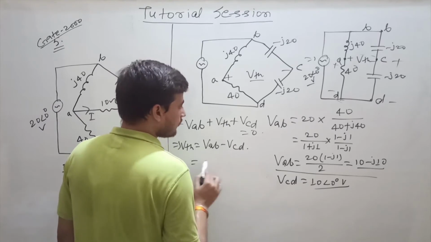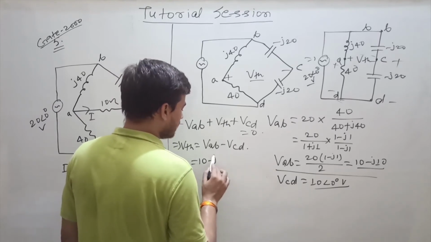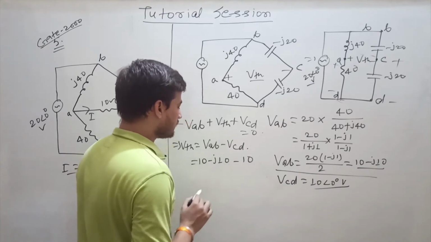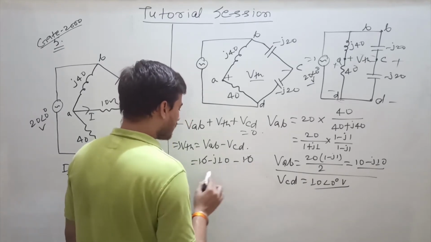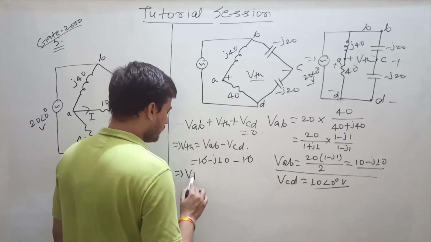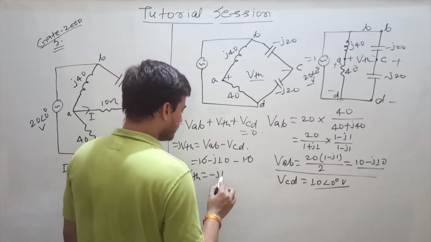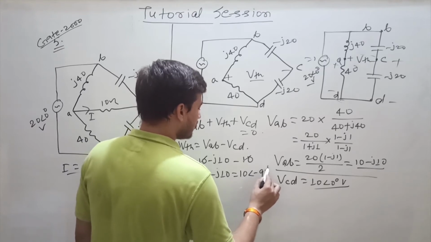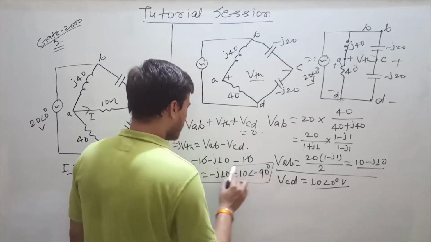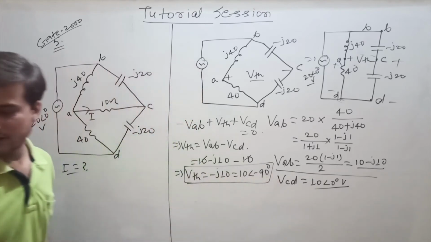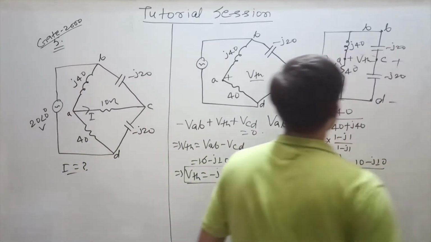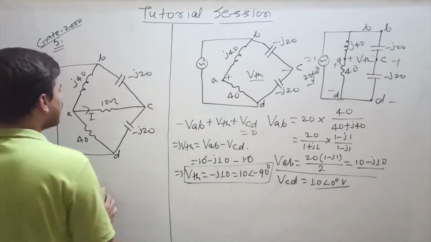So VAD is how much? 10 minus j10, minus VCD is 10. VCD is 10. 10 cancels out. That means VTH is equal to minus j10, or you can also write 10 at the angle minus 90 degree volt. Clear? Next you have to find equivalent impedance.